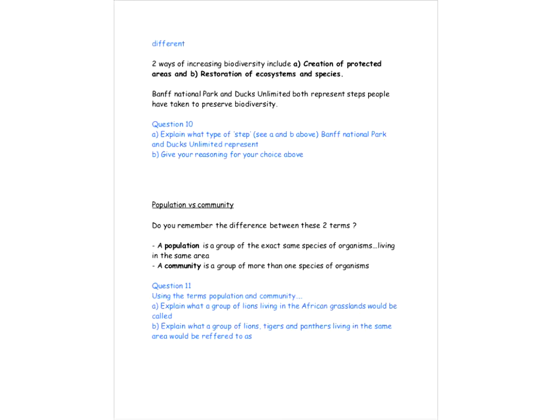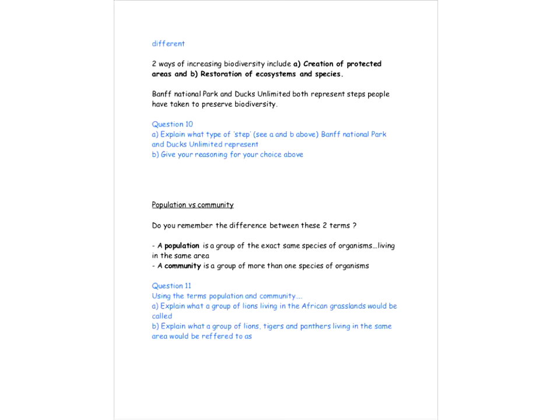All right. So we talked earlier about biodiversity, right? And we're going to talk about two different steps that humans can take to increase biodiversity, or you could say protect biodiversity, right? The first one is the creation of what are known as protected areas, and the second one is restoration of ecosystems and species. So Banff National Park and Ducks Unlimited are two different steps that humans are taking to preserve biodiversity.